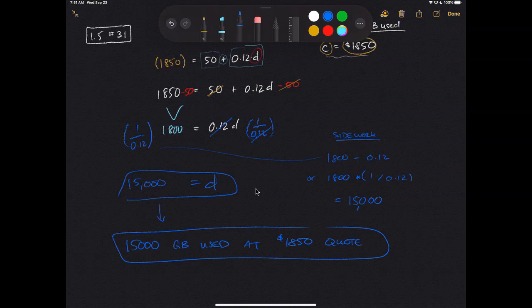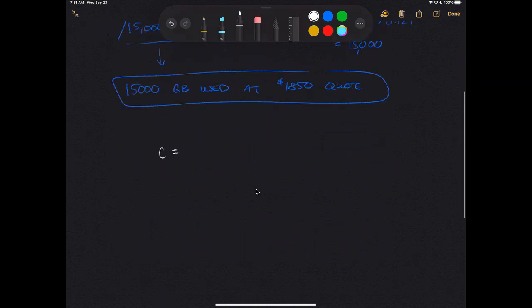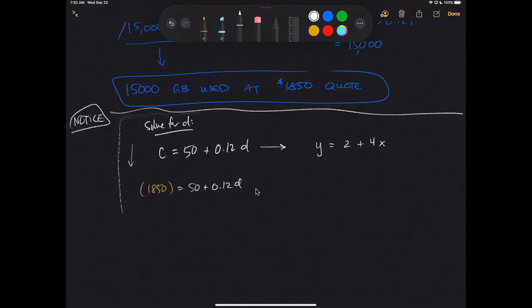So just to highlight here how this is similar to other questions we've done, we had C equals 50 plus 0.12D. I just want to show how this is exactly the same as if I had Y equals 2 plus 4x. And over here we said, right, C was 1850, and then we were able to solve for it. And we did that above. So I'm just kind of playing with this idea here. So we had this initial setup. I'm saying this is actually exactly the same problem as if I had Y equals 2 plus 4x.